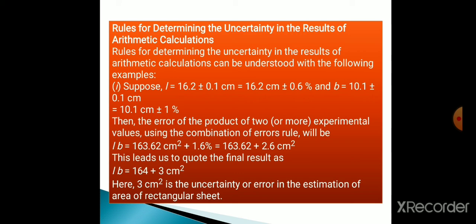Suppose you are asked to calculate the area by multiplying length and breadth, you will get the answer to be 163.62 plus or minus 1.6 percent, which is equivalent to 163.62 plus or minus 2.6 centimeter square. When this is rounded off, you will get the answer to be 164 plus or minus 3 centimeter square.